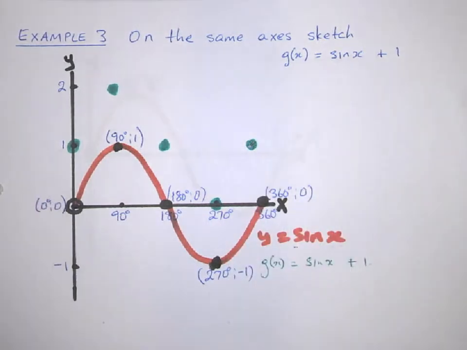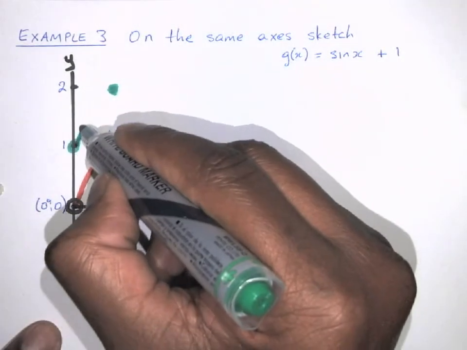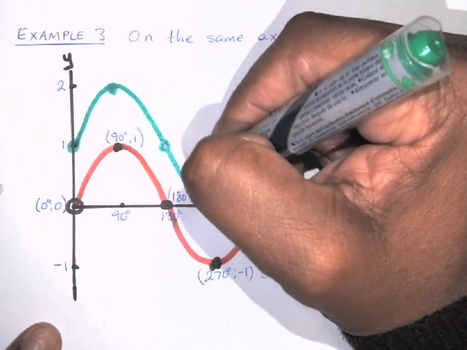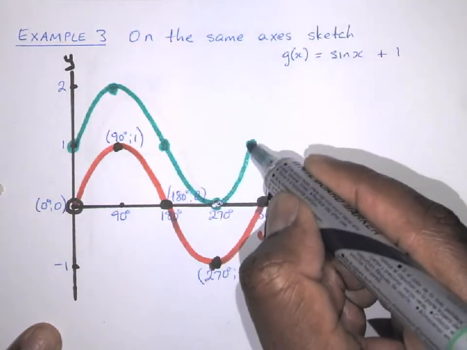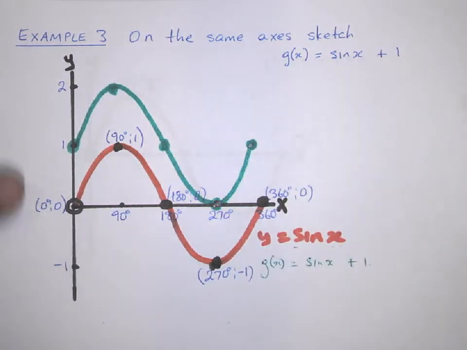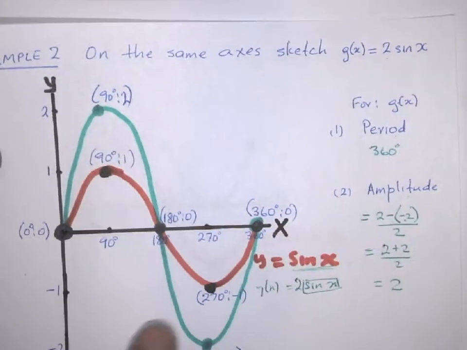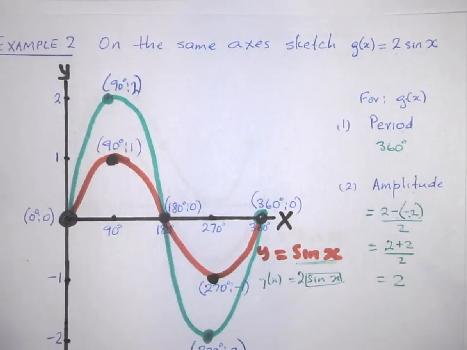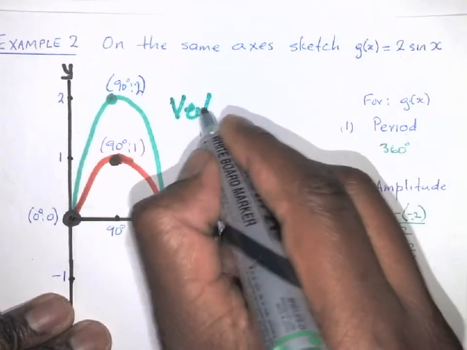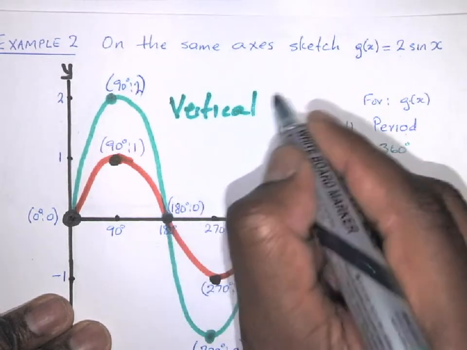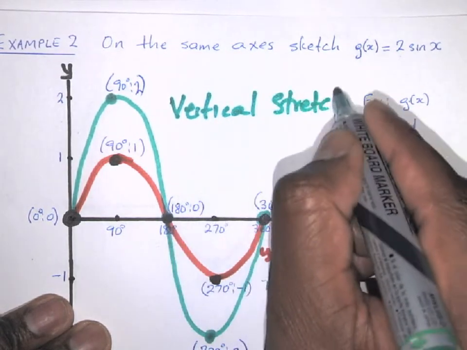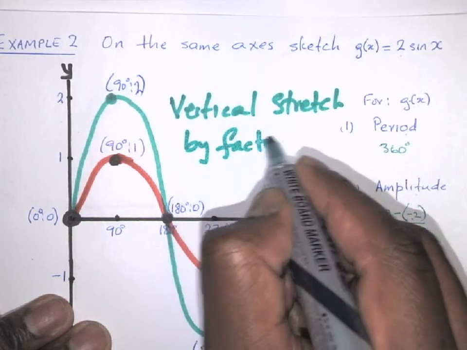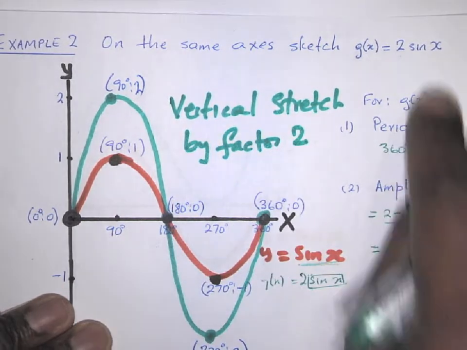So I've got the points there, which I can join now, going up to there, and then going down like that, and like that, and like that. You can see now that this graph is not the same as this graph. This one was stretched. We call this one here a vertical stretch by a factor of 2.